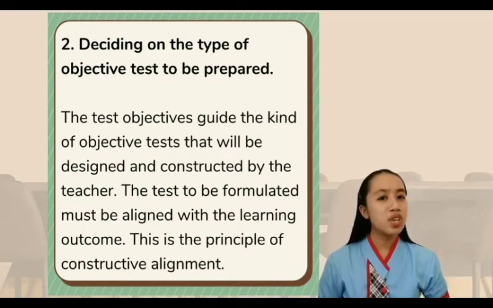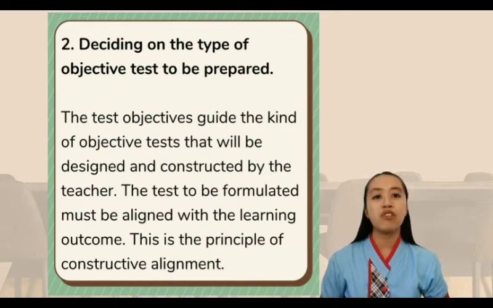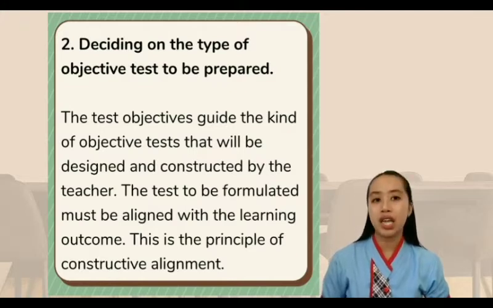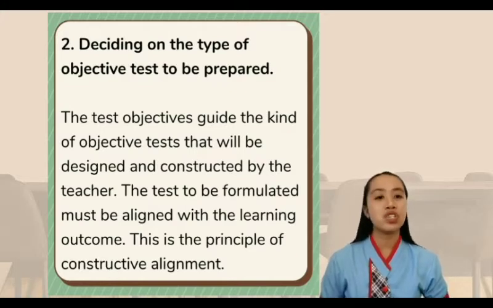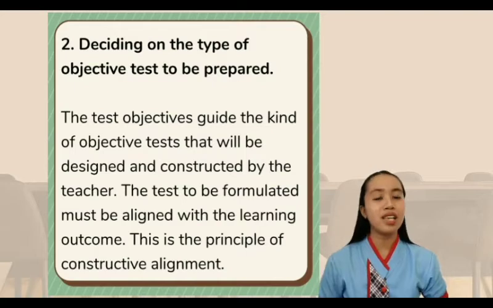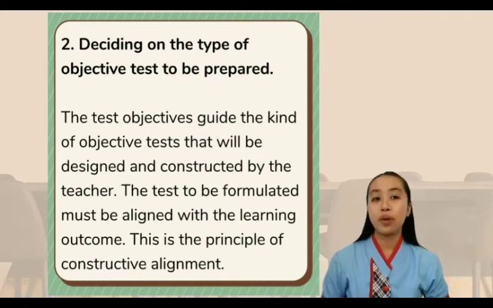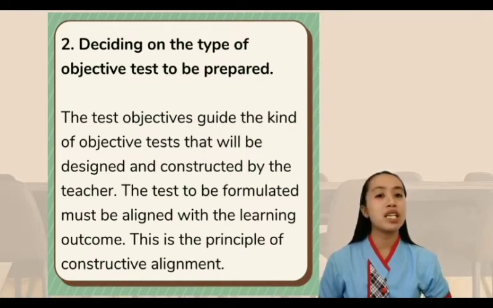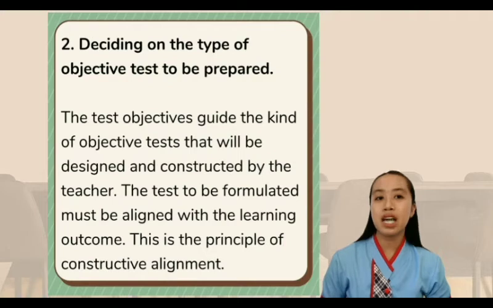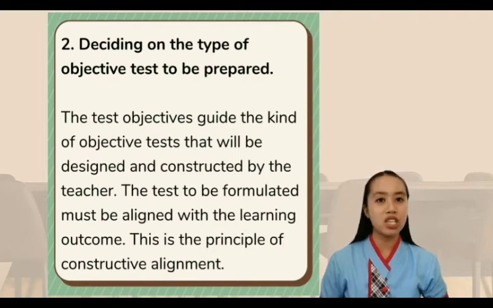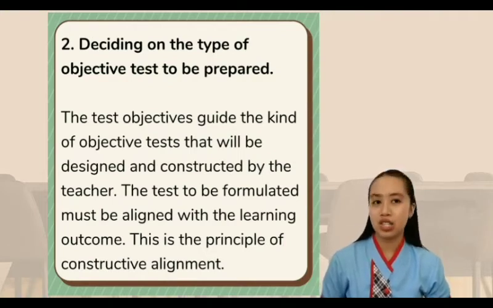Constructive alignment is used for devising teaching and learning activities and assessment tasks that directly address the intended learning outcomes in a way not typically achieved in traditional lectures, tutorial classes, and examinations. Going back, it is important for the test objectives to guide what kind of objective test should be applied, which we will design and construct as a teacher.